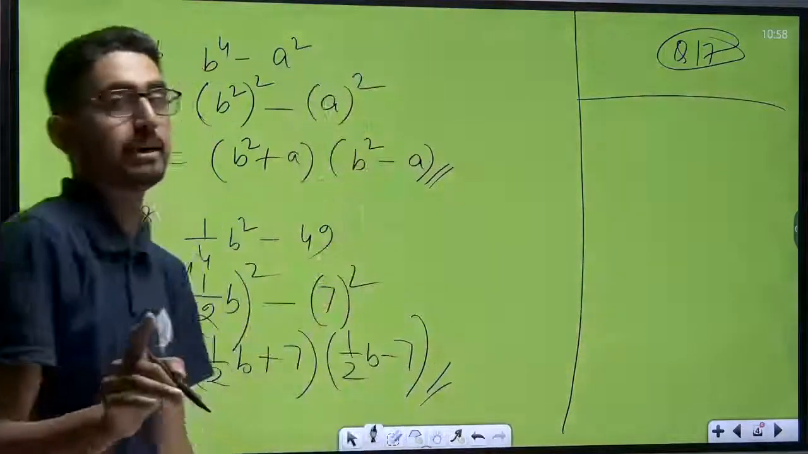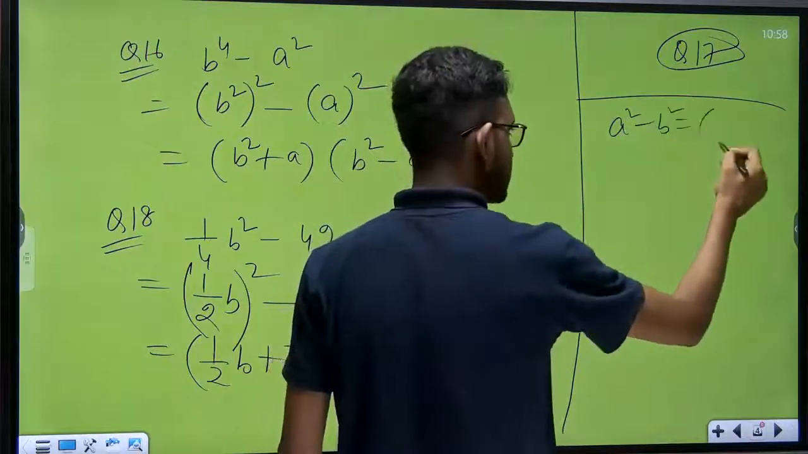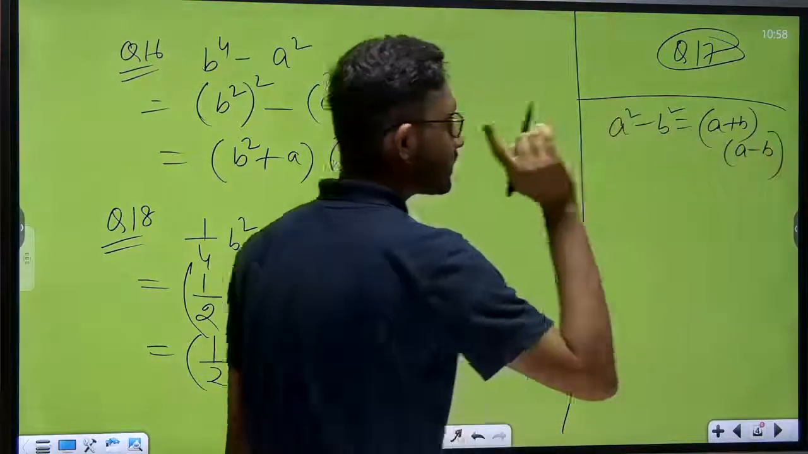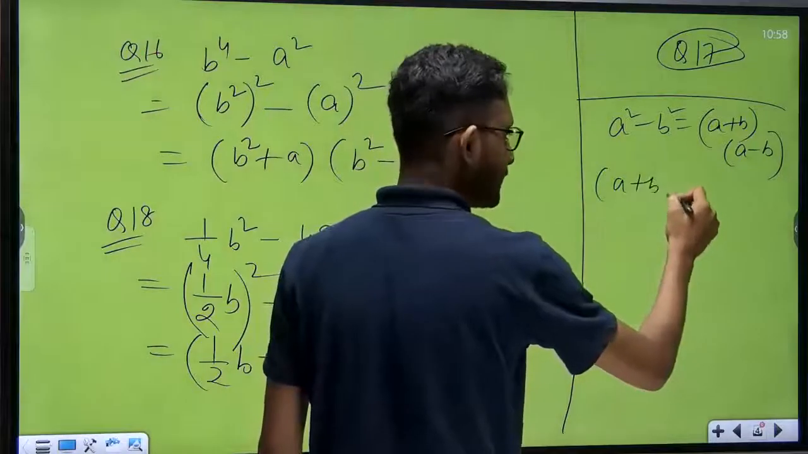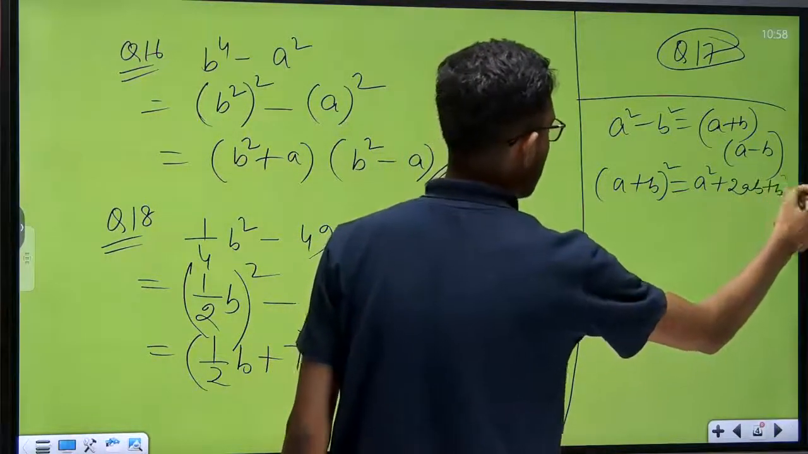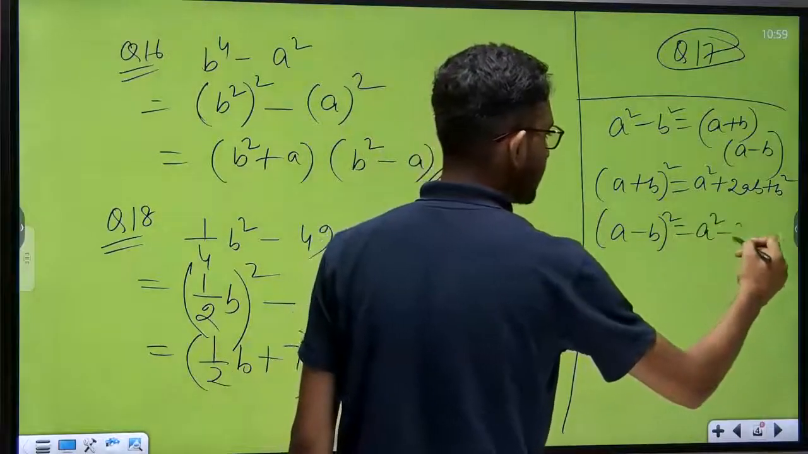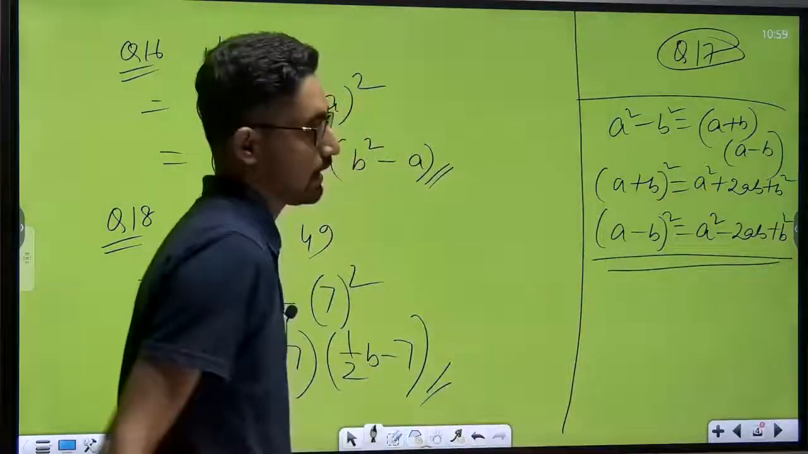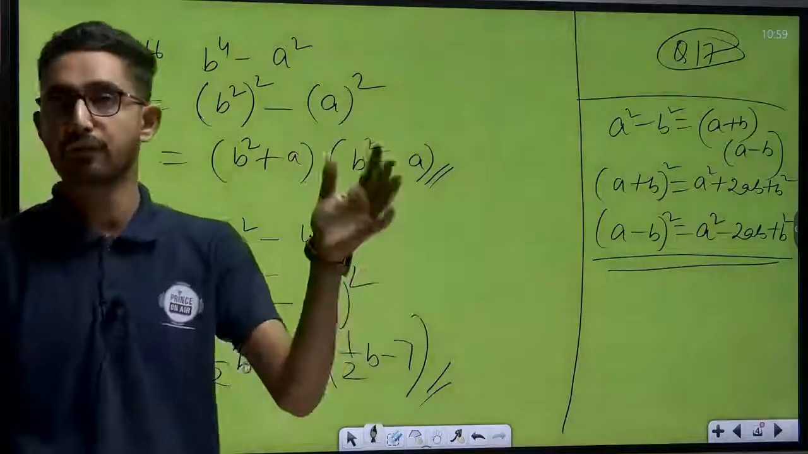Again I am reminding you, first is a square minus b square. This formula based questions we have already done just now. Which formula did I tell you earlier? Another, that is a plus b whole square. That also we know, a square plus 2ab plus b square. Another formula, that is a minus b whole square. What is the formula? a square minus 2ab plus b square. So just remember these formulas. If you remember these formulas, you can easily solve each and every question.